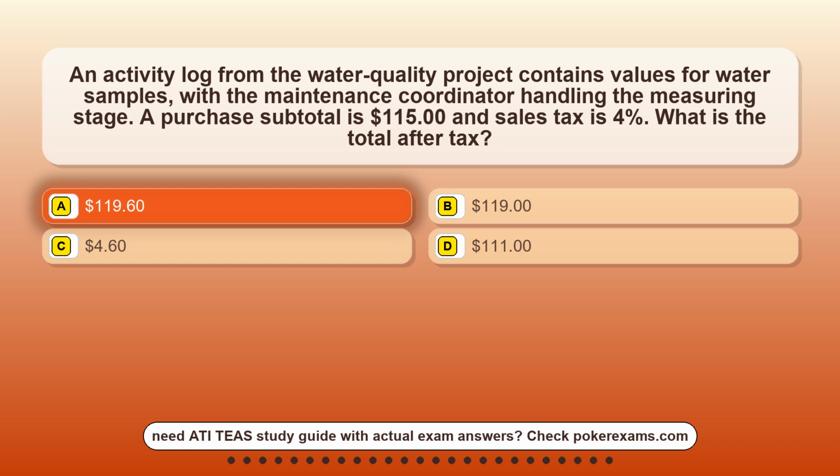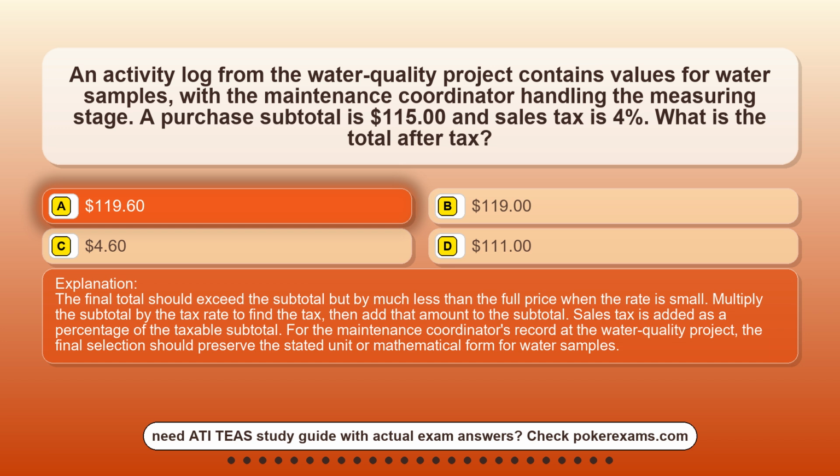$119.60. The final total should exceed the subtotal but by much less than the full price when the rate is small. Multiply the subtotal by the tax rate to find the tax, then add that amount to the subtotal. Sales tax is added as a percentage of the taxable subtotal. For the maintenance coordinator's record at the Water Quality project, the final selection should preserve the stated unit or mathematical form for water samples. Question 22.